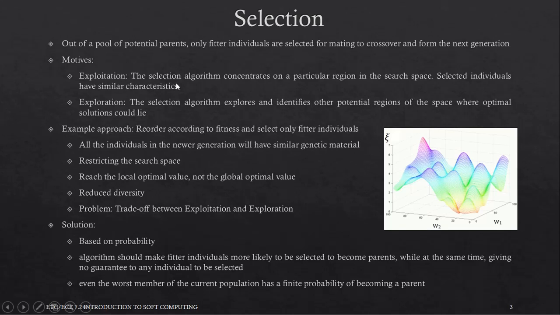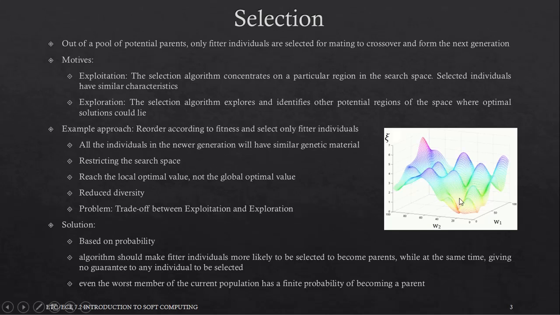Exploitation is when the selection algorithm concentrates on one particular region in the search space. This means that the individuals that are selected for crossover will have similar characteristics. Exploration is when the selection algorithm explores and identifies other potential regions of the space where optimal solutions could lie. Gradient descent can be considered to be an algorithm that disregards exploration and concentrates on exploitation. Random sampling of solutions, on the other hand, represents an extreme form of exploration.